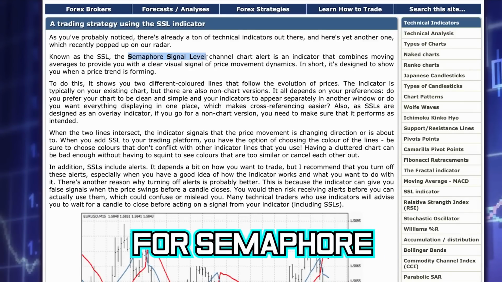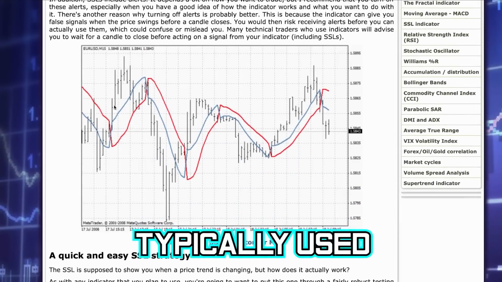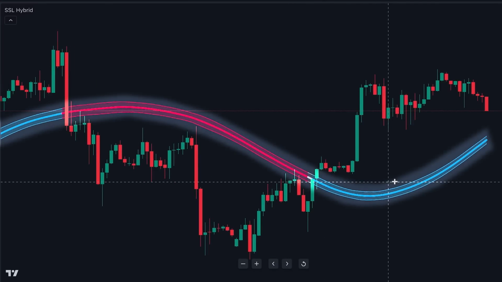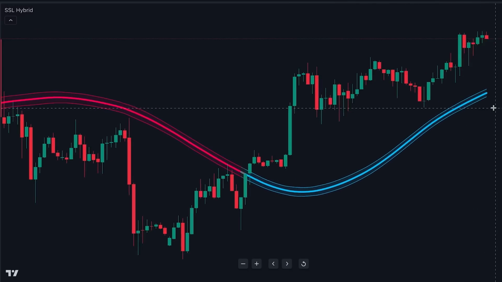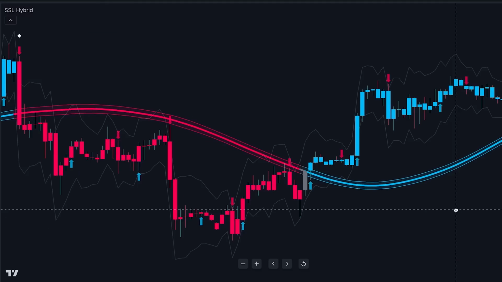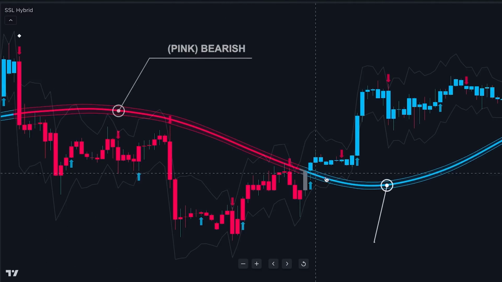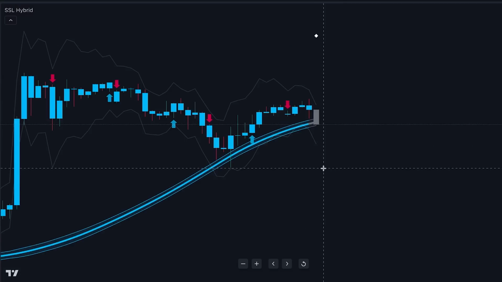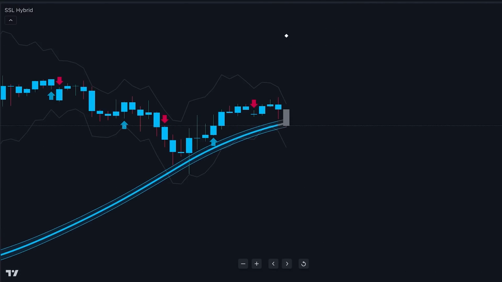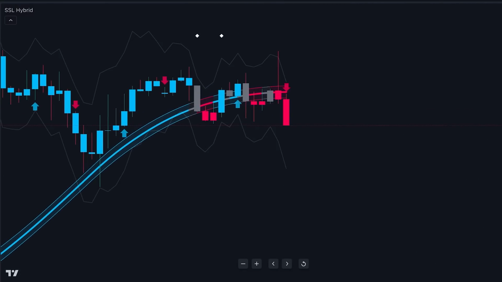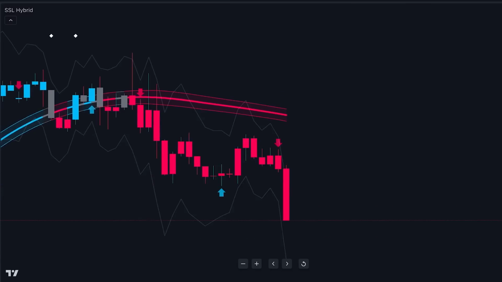SSL stands for Semaphore Signal Level, typically used as a channel for trend trading, but here it acts as the trend detection aspect of the indicator and is referred to as the baseline. It has 3 lines, and when these lines are pink, the trend is bearish, and when blue, bullish. If the lines happen to turn gray, this is because the price is interacting with the baseline, and this can be an early indication that the trend is about to change.